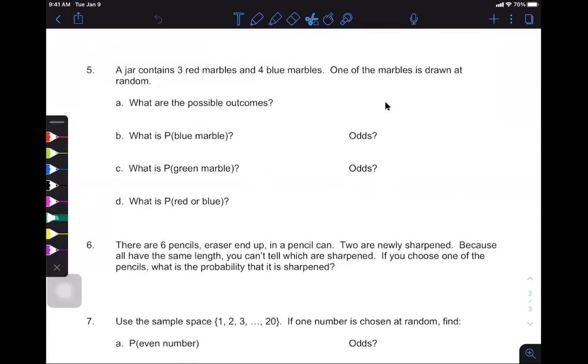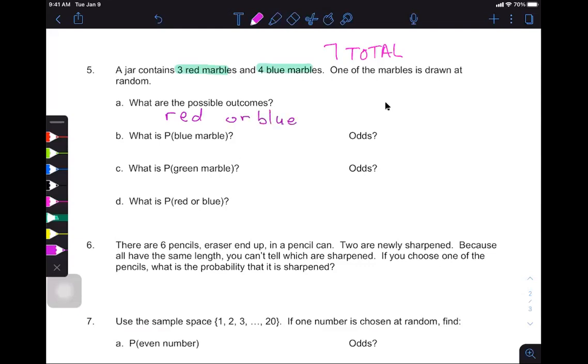Okay, Liam, what's the total number of marbles? There's 3 red and 4 blue. 7. Yeah. And then the first question is very, very basic. When you grab one marble out, what are the outcomes that are possible? Liam? So what colors could they be when you pull them out? Red or blue. That's it. So possible outcomes are red or blue.